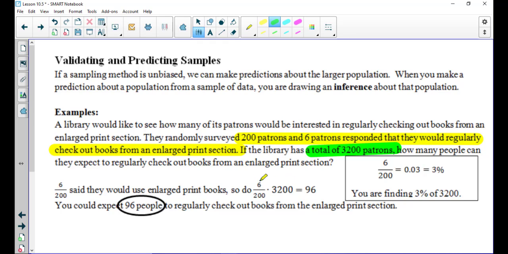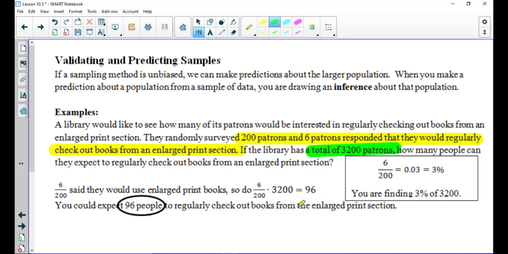What I will generally do is take that fraction and write it as a decimal. So 6 divided by 200 is 0.03, which is 3%. So 3% of the people surveyed said they would use that enlarged print section. And then I usually just take the 0.03 times the population size, which is 3,200. That gets us 96. So we would expect 96 out of the 3,200 to regularly check out books from the enlarged print section.